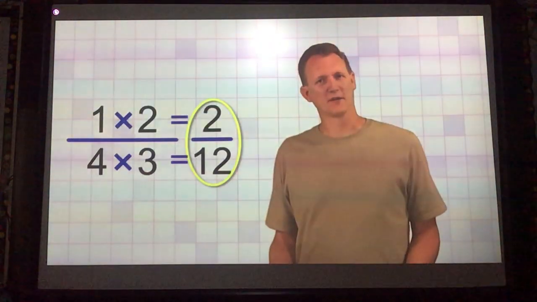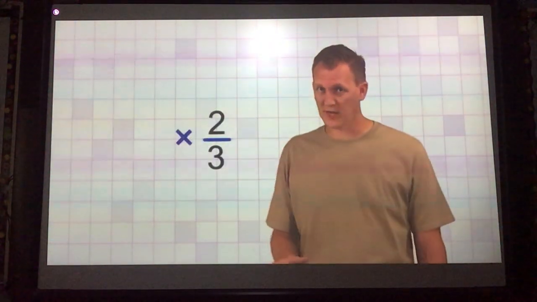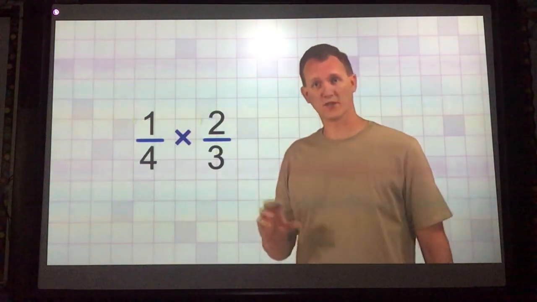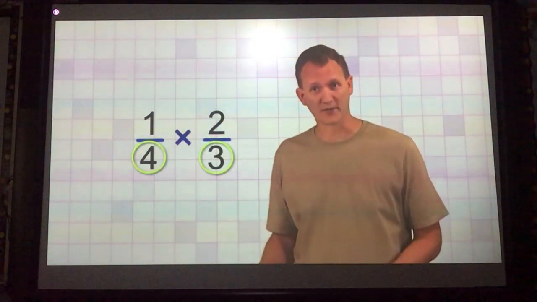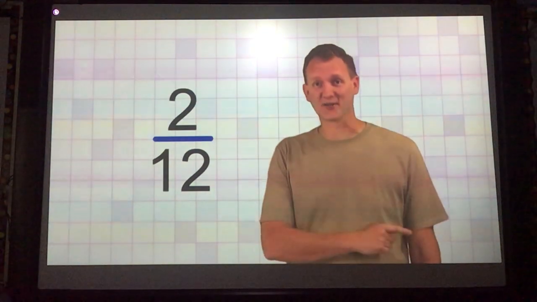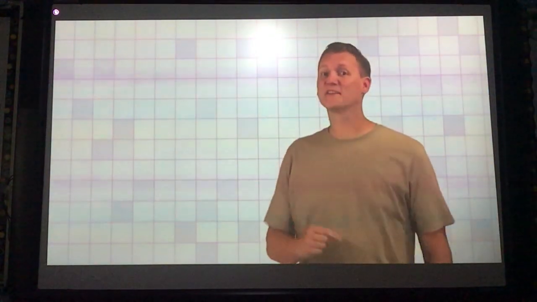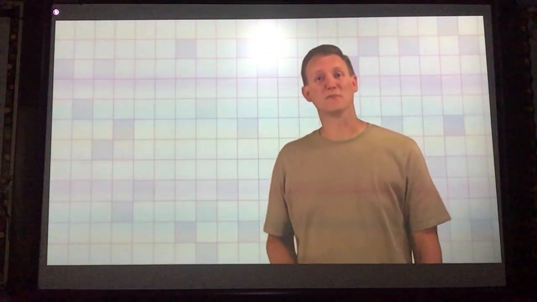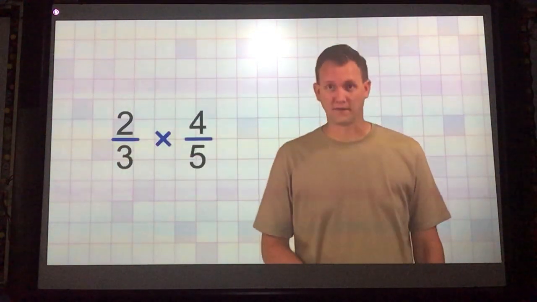So what does all this mean? Well, it means that to multiply fractions, all you have to do is multiply the top numbers, and then multiply the bottom numbers, and ta-da! There's your answer. As always, let's see an example or two. Let's try this problem. 2/3 times 4/5.